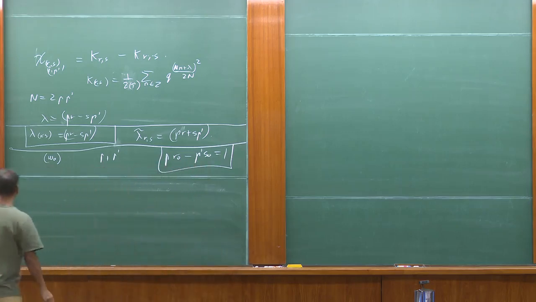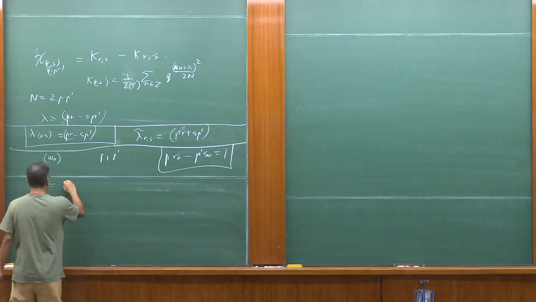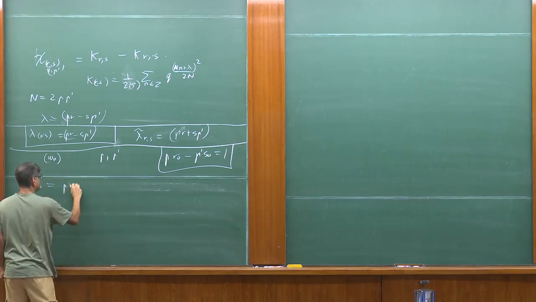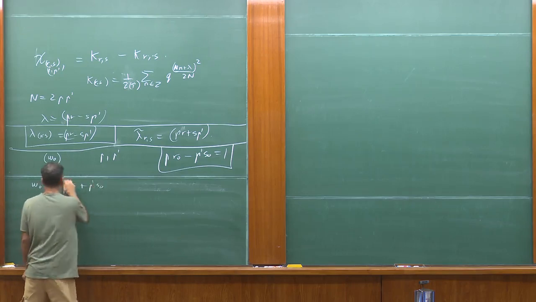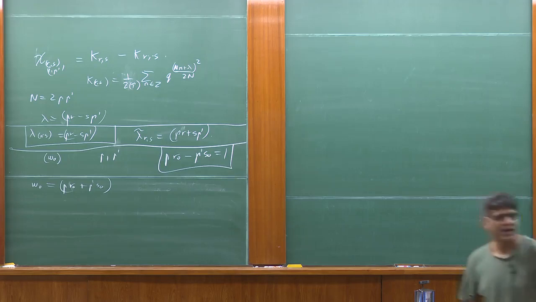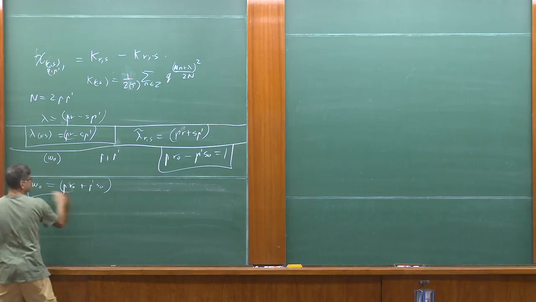Now we define the following quantity. We define this omega naught to be p r naught plus p prime s naught. We define this quantity for reasons that you will see. This quantity is only marginally useful, and I debated whether to talk to you about it or not, but okay, we define omega naught to be equal to this.